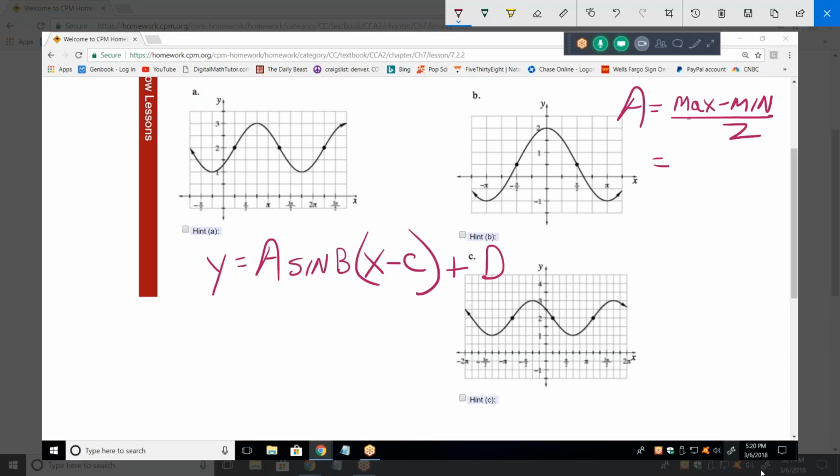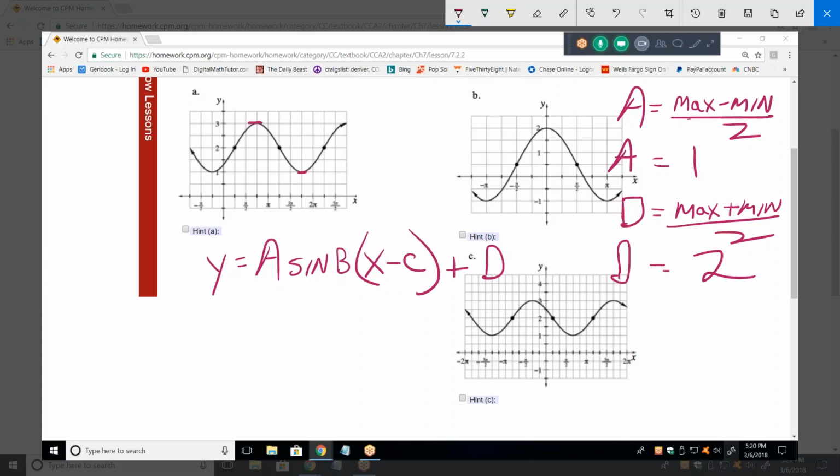What's A? So, there's a maximum value, 3. There's a minimum value of 1. Subtract them, divide by 2. It equals 1. So that's A. D, the next easiest thing to figure out, equals the maximum plus the minimum divided by 2. So what's D equal to? It would be 2. So we've got half the answer.